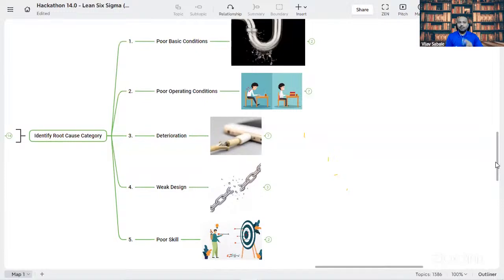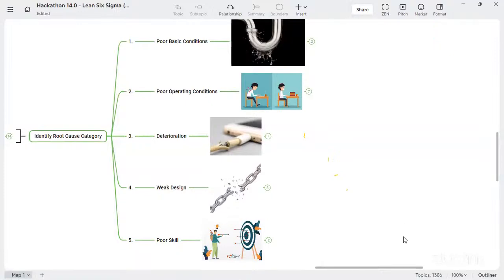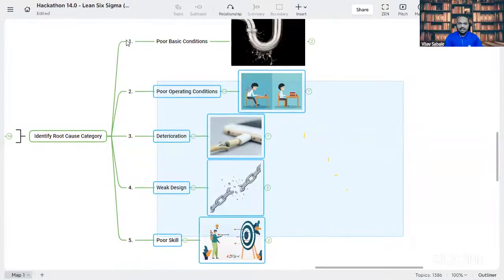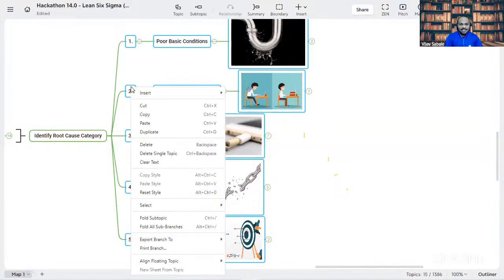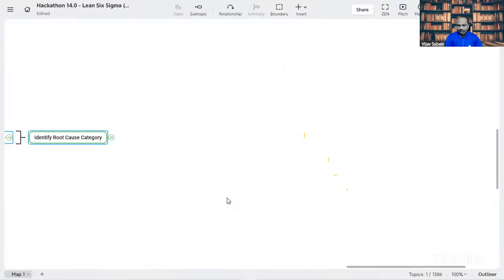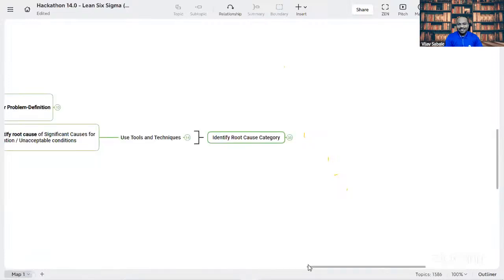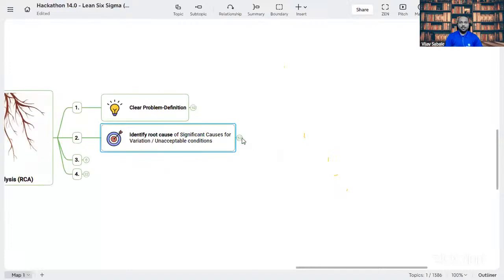These are the five root cause categories. Is it clear? Yes. Great. So I'm sure you got more clarity on root cause analysis. And also, this is one of the biggest mistakes that professionals are making. Many times you can see a lot of effort being put in, the team is working on it, but still you're not getting the results.